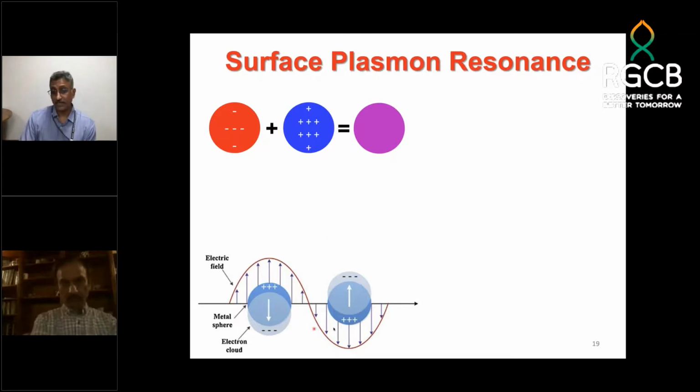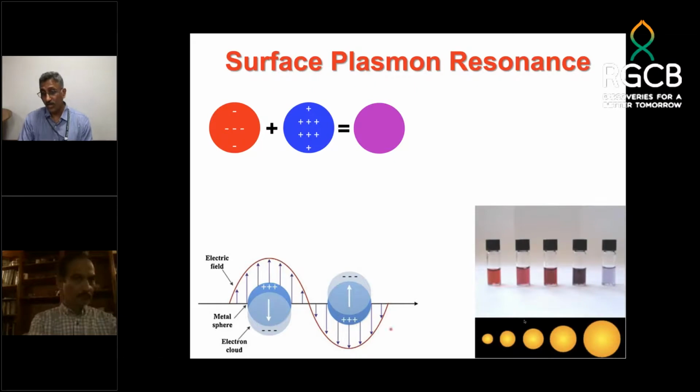But does it happen for everything else? No, because you can see the colors are dependent on the size of the nanoparticles. So there is something associated with the oscillation of these dipoles. The color is because of those electromagnetic radiations which are absorbed or transmitted.